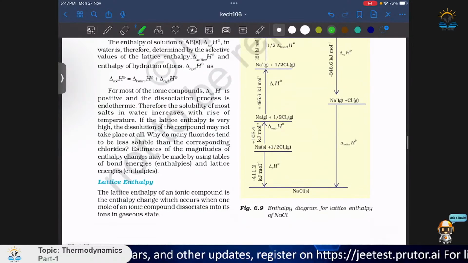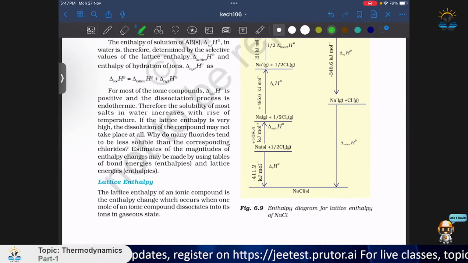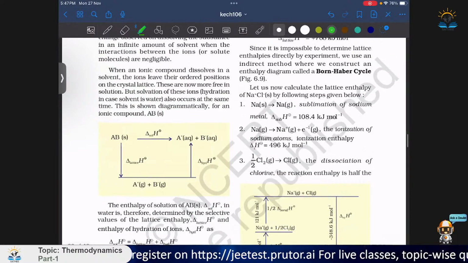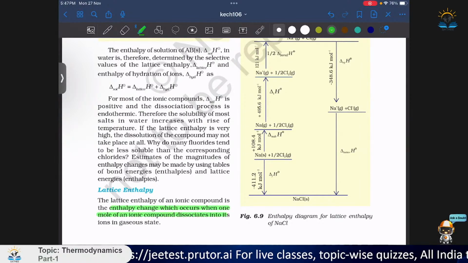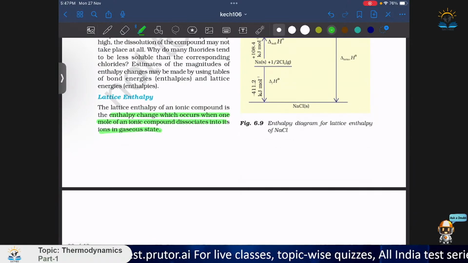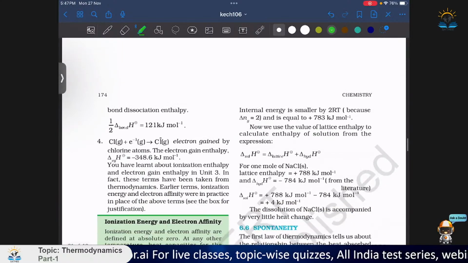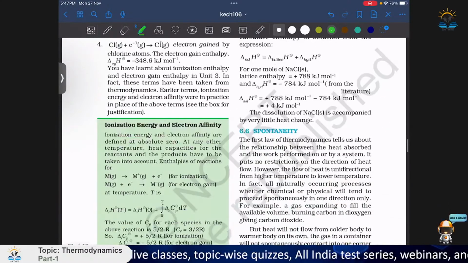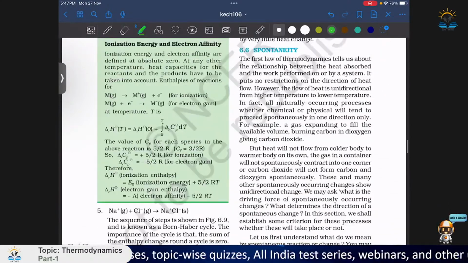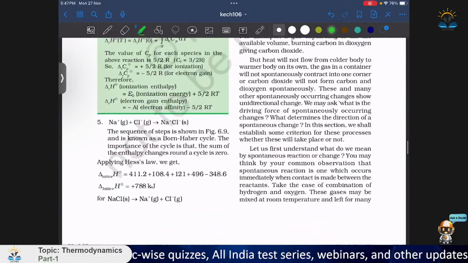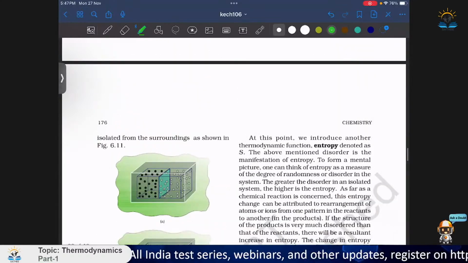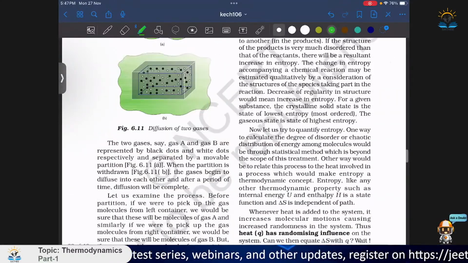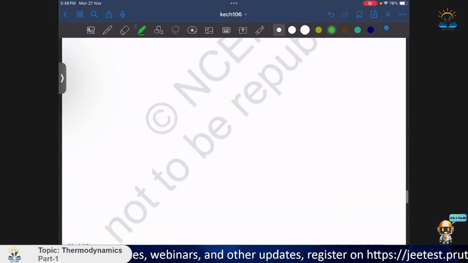Lattice enthalpy is the energy released when gaseous constituents of an ionic compound form a solid lattice. It is also the enthalpy change which occurs when 1 mole of an ionic compound dissociates into the gaseous state, or you can say gaseous ones become a solid. You can go in reverse also. This is enthalpy. We are done with today's topics. The spontaneity and all we will cover from tomorrow, entropy and all. Let's move on and solve some previous year questions now.